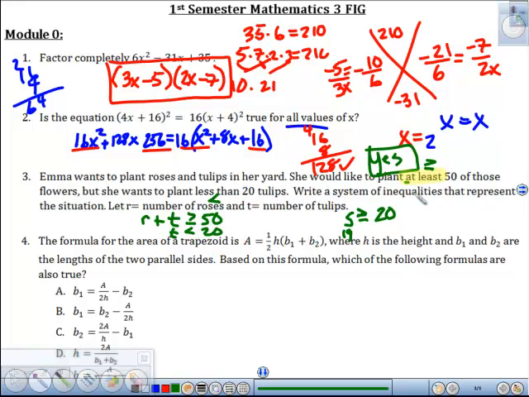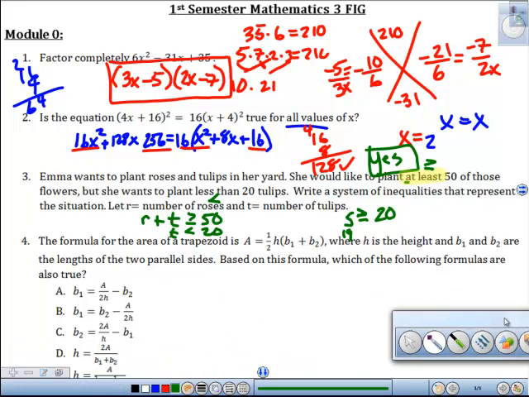Okay, it says write the system of inequalities that represents the situation. It doesn't want us to solve, but this would be the situation. So we have two scenarios where she wants to plant at least 50 flowers. That's the top equation, our inequality. And then on the bottom it says, but she also wants to plant less than 20 tulips. So the tulips have to be less than 20. So you would then just solve that, but it's not asking us to solve it. We just need to write the equation.